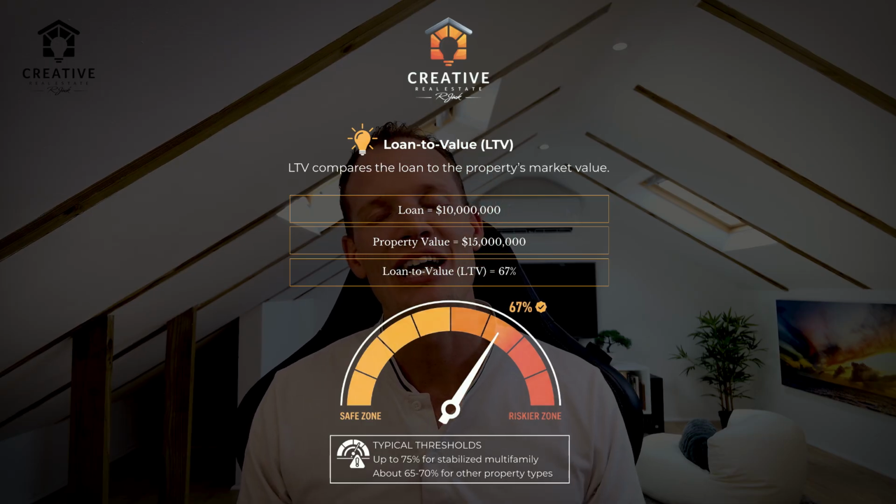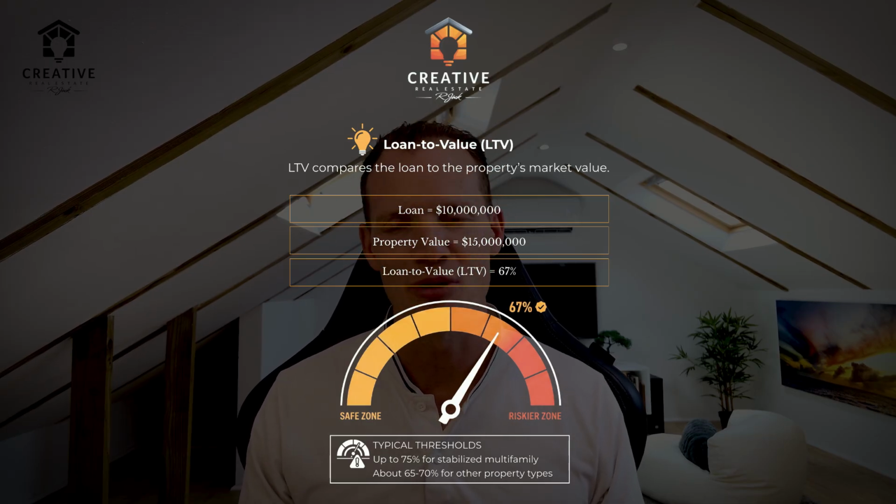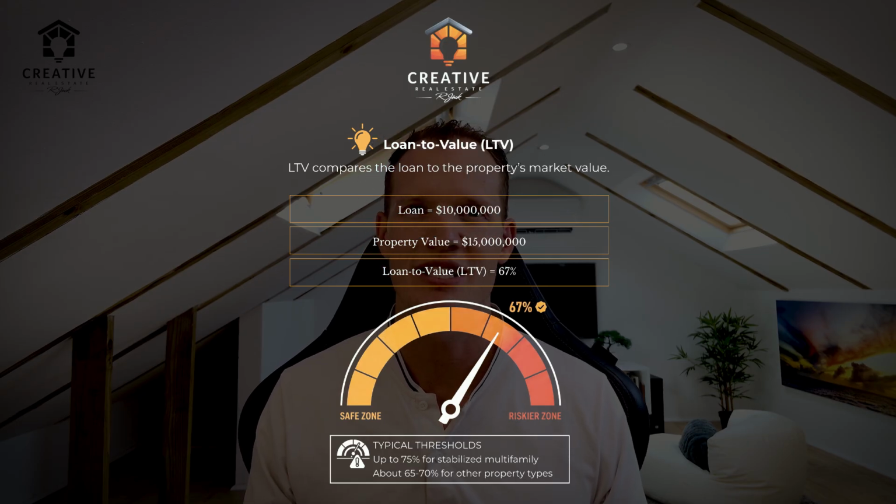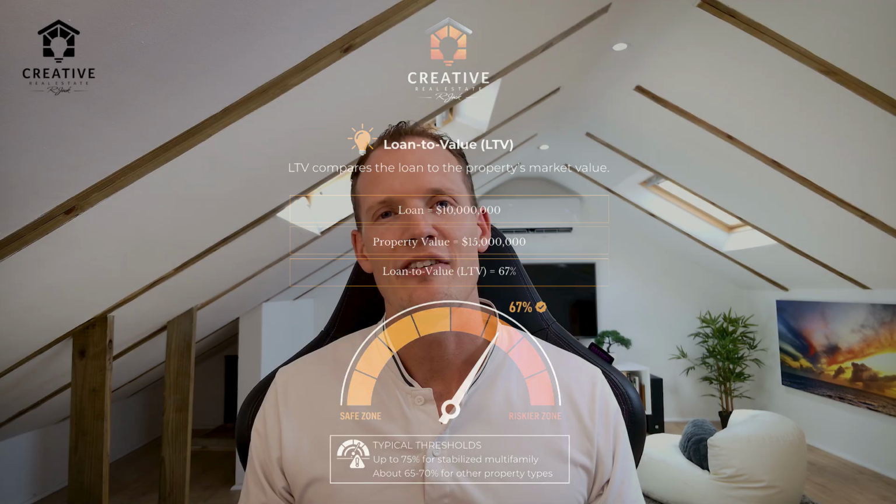An example would be if you're getting a loan of $10 million and you bought the property for $15 million, the loan to value would work out to 67%. Typical thresholds could be anywhere from as low as 50% all the way up to an 80% loan to value. However, typically speaking, for a stabilized asset, it'll be anywhere between 70 and 75%.